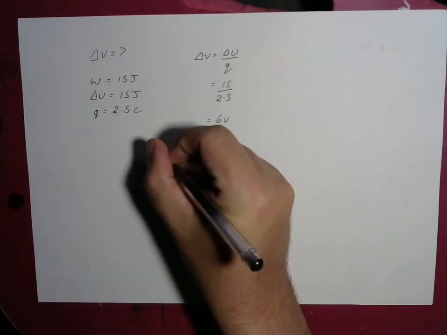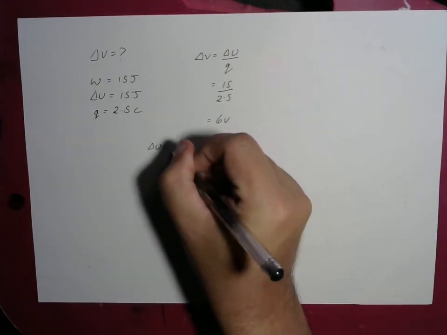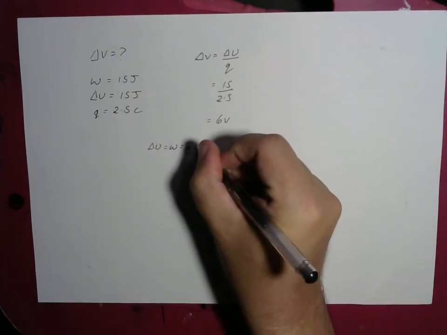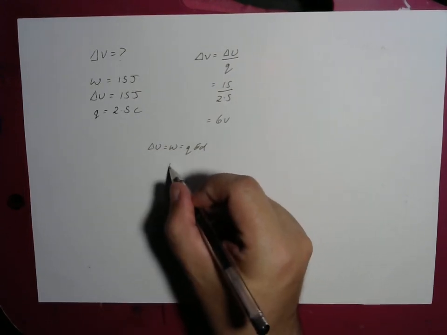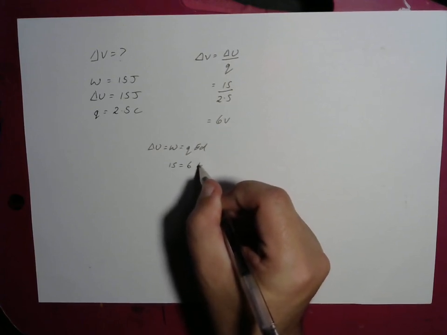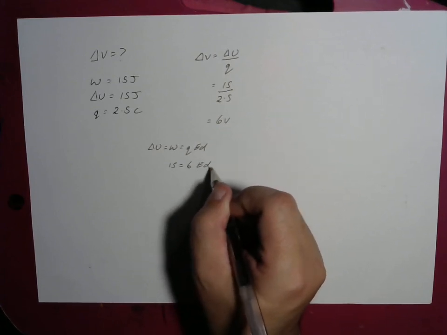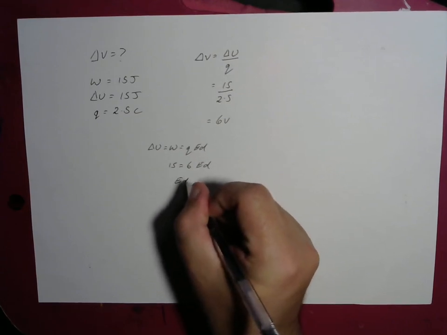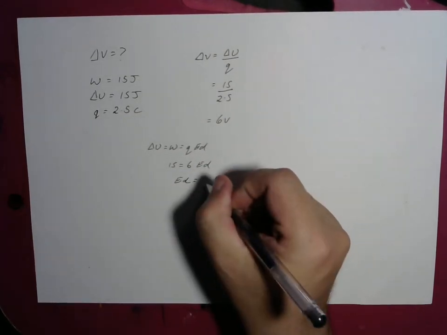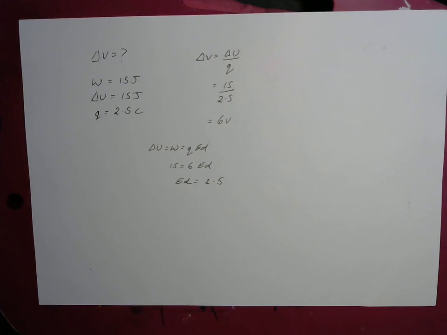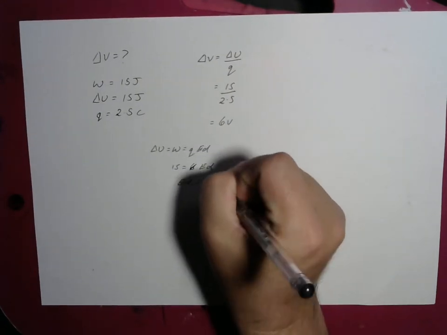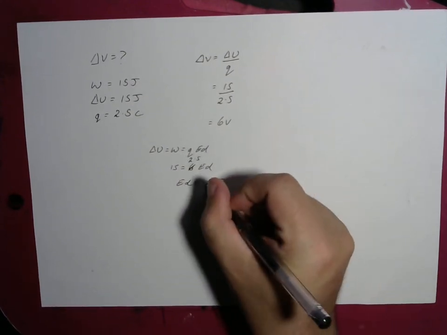Remember, our delta U, because it is equal to our work, is equal to our Q E D. We don't know E or D in this case, but we could make our substitution: 15 equals 6 E D, so our electric field and the distance it moves, divided by 2.5, is equal to 6 volts. That's kind of an interesting thing here.